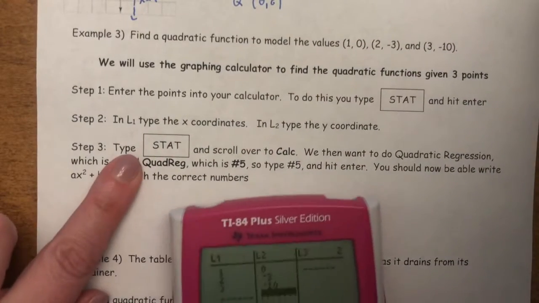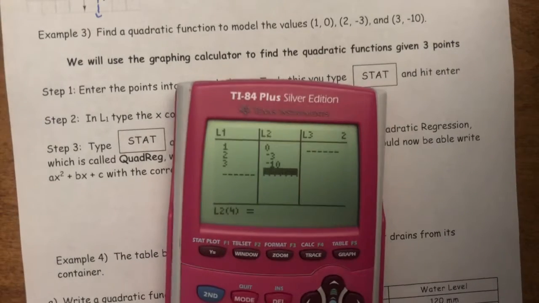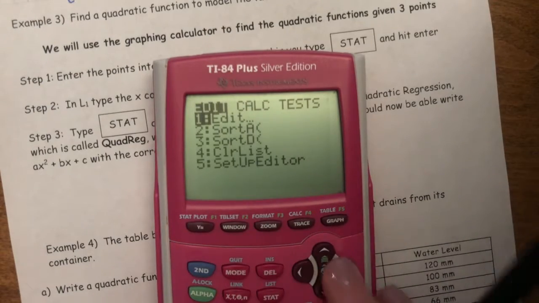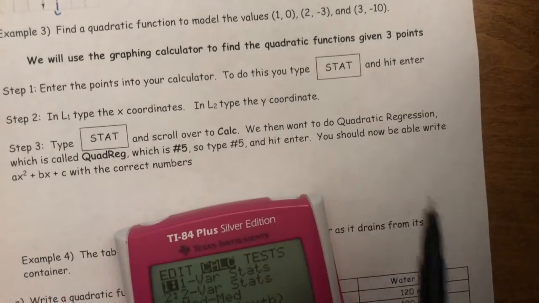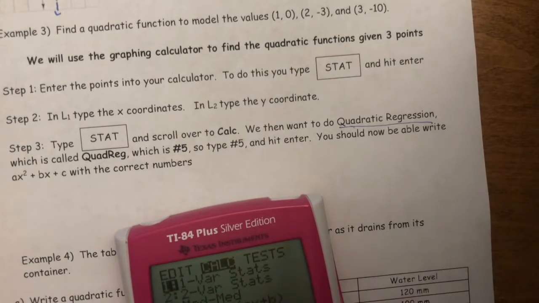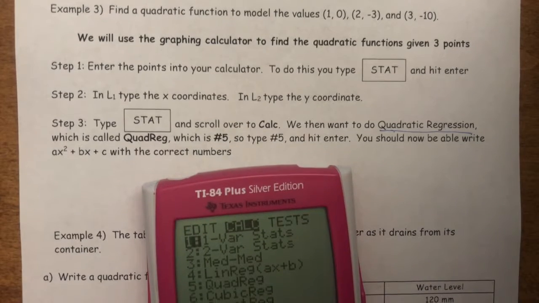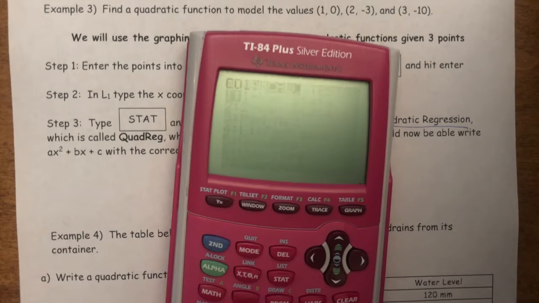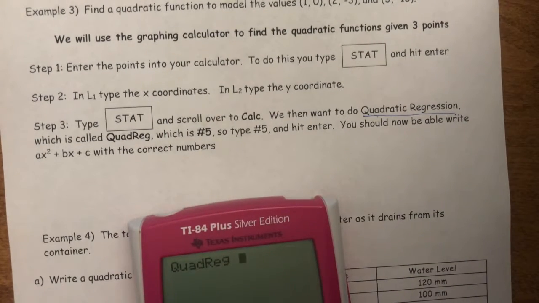Now we're going to go back and type the stat key again, and we're going to scroll over to calculate. And then we want to do a quadratic regression. In your calculator, that's called Quad REG, and you're going to scroll down to number 5, or you can just type the number 5, which is what I'm going to do. So quadratic regression, and then hit enter.